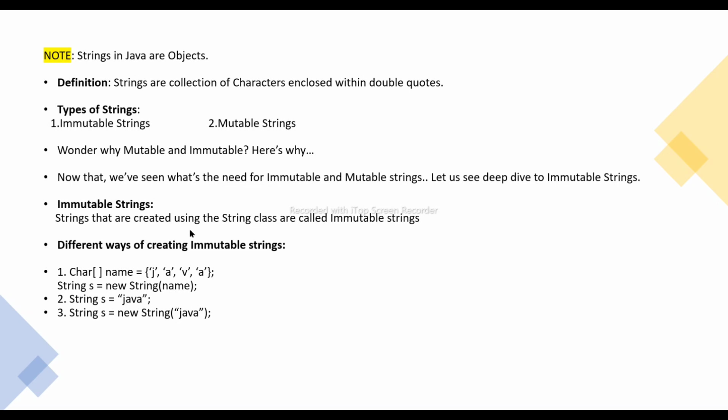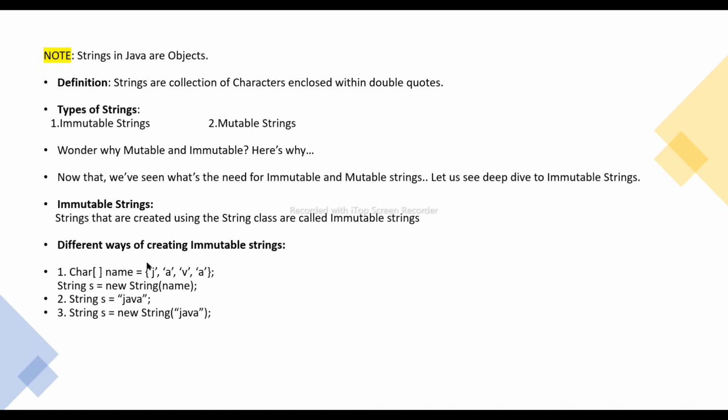So here, if you create an object of the string class and create a string with the string class, it is an immutable string. Now what are the different ways of creating an immutable string, that we will see here. Now I have created a character array. This character array has a reference called name.